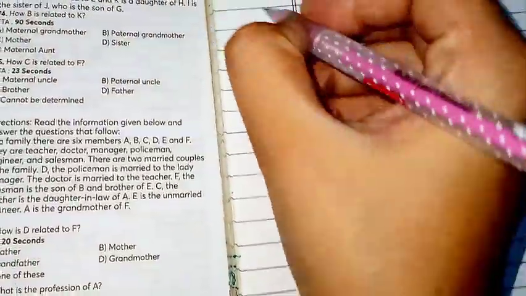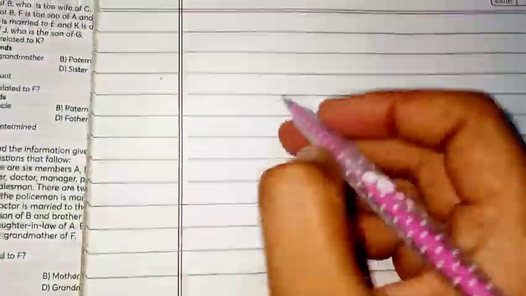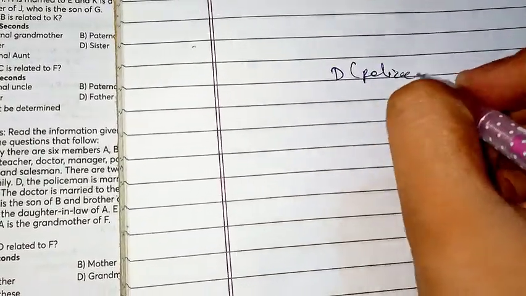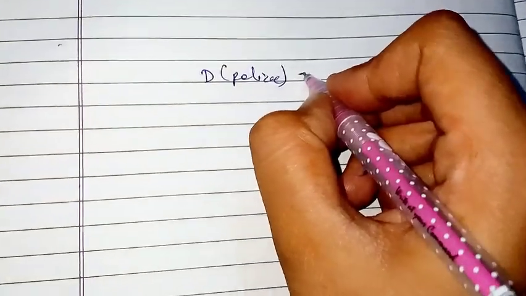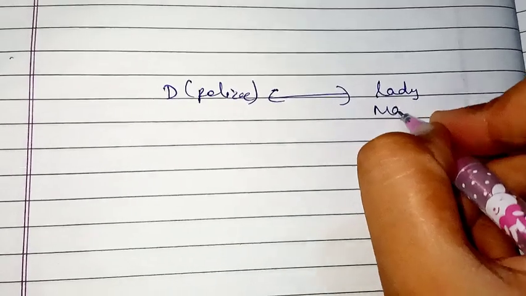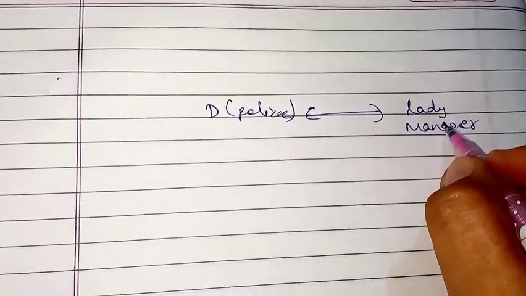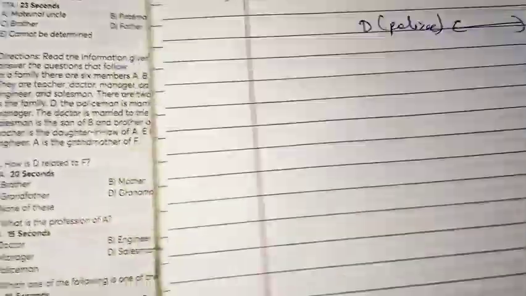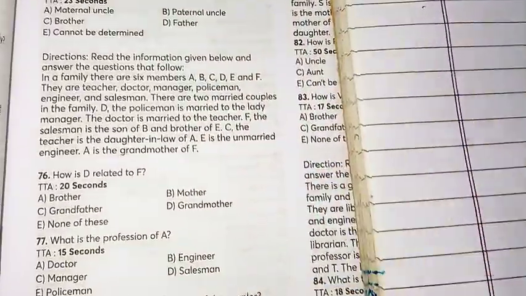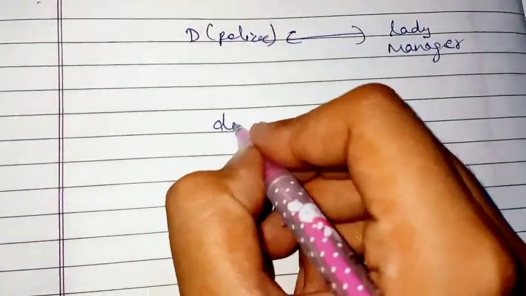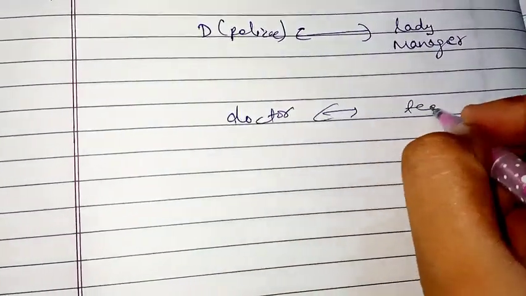So I used to make the diagram while reading. D is the police, and for married we use this sign, okay? And he is married to lady manager, and from here we can understand that lady manager means she is a female. But we will proceed with the question, because it can happen that it can be a male also, like in reasoning anything can happen. Then the doctor is married to teacher. So we have found our second couple. Doctor is married to teacher.